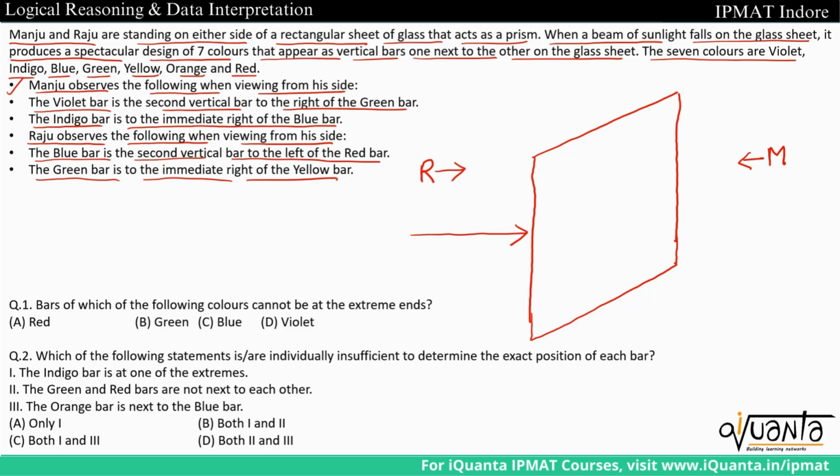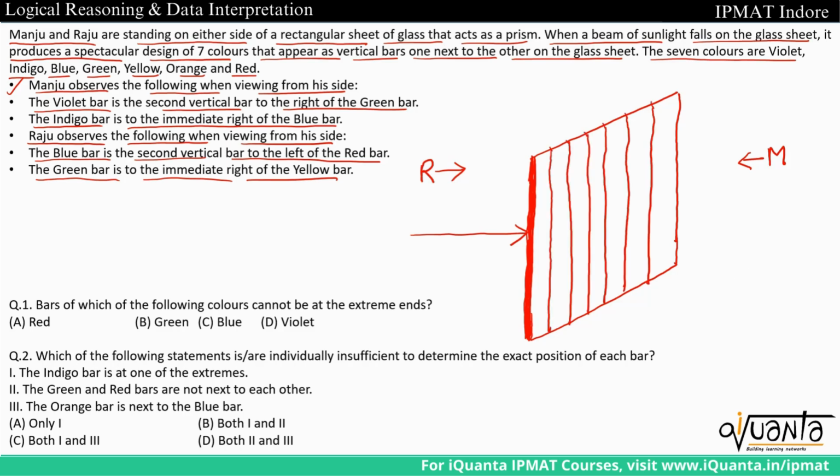We were given that we get a design of 7 colors that appear as vertical bars, one next to the other on the glass sheet. So when the sunlight falls on this glass sheet, we'll be getting 7 such vertical bars, one next to each other. So let me draw 7 vertical bars on this glass sheet. Now when we put a beam of sunlight through it, these are the 7 bars of colors that we get: violet, indigo, blue, green, yellow, orange and red. Since Manju is observing from the right side and Raju from the left side, we'll be arranging the colors according to their observations.